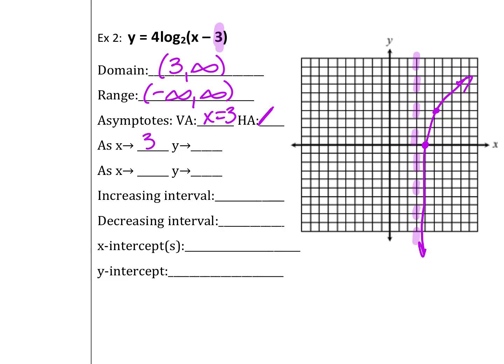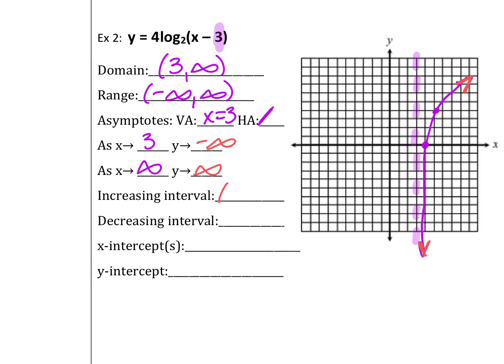So as x goes to 3, let's ask ourselves, what's y doing? Negative infinity. It's going down forever. And as x goes right forever, to positive infinity, what's y doing? Going up. What do we call that? Infinity. Just remember, x is always left and right, y is always bottom and top. So make sure we know what we're looking for when it asks us what's y doing. Don't think about left or right. Think about up or down. Increasing or decreasing? Increasing.